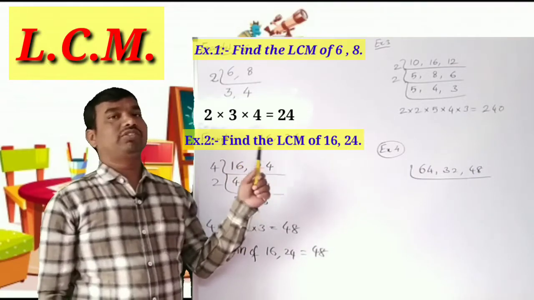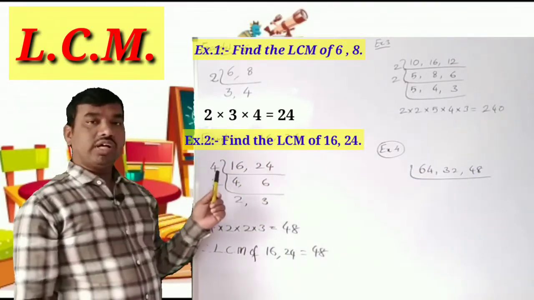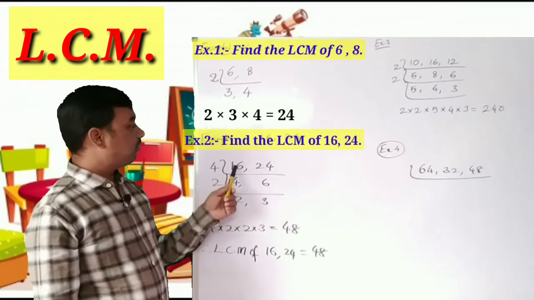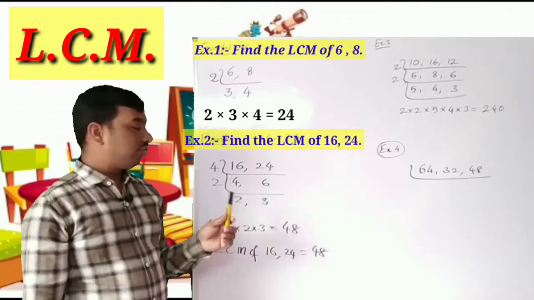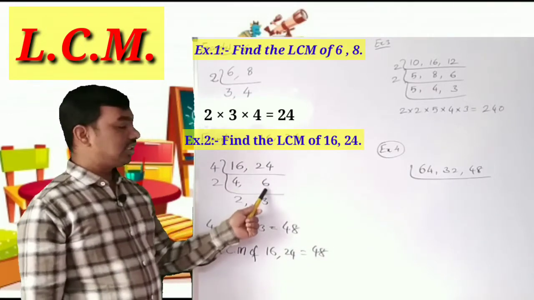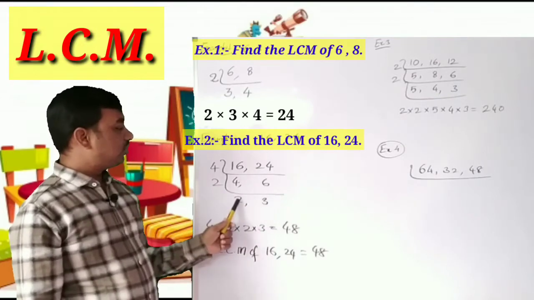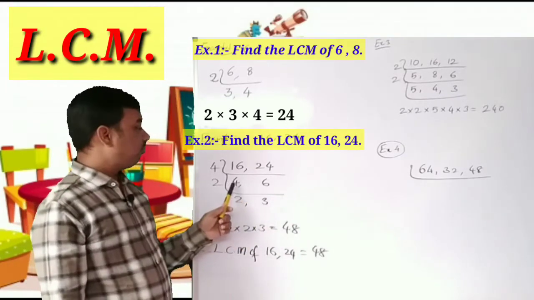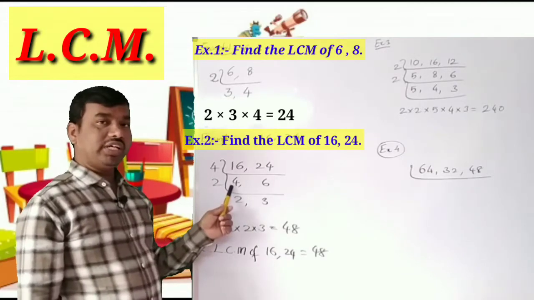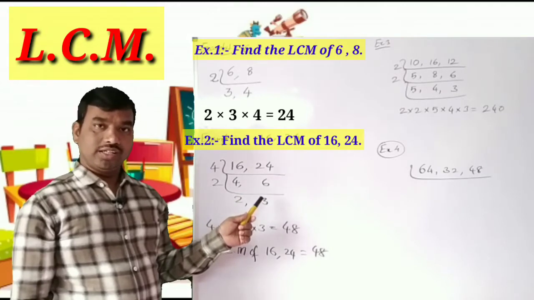Next, example 2. Find the LCM of 16 and 24. So I am taking 4, because in the fourth table 16 and 24 will be there. So 4 4s are 16, 4 6s are 24. Next you take 2. 2 2s are 4, 2 3s are 6. Don't take 4, because here 4 only divides, 6 is not divisible by 4.